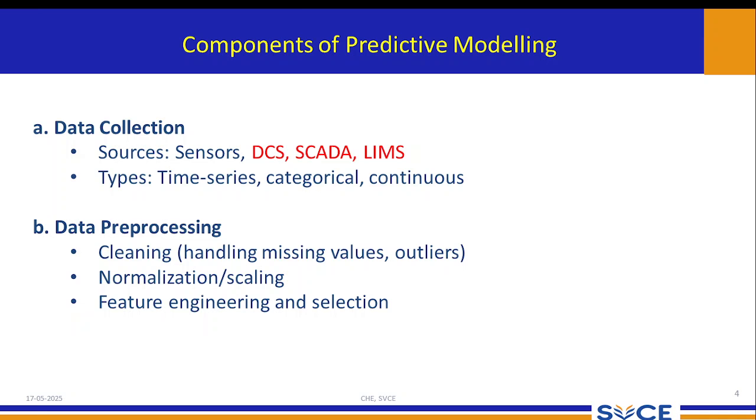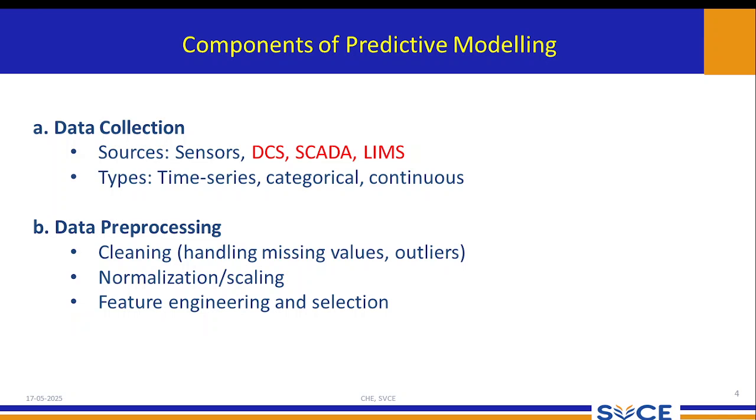So the sources for data collection are sensors, DCS, SCADA and LIMS. Coming to the LIMS system, do you have any idea what LIMS is for data collection? LIMS is nothing but a laboratory information management system. It is a software-based solution that helps manage laboratory operations by streamlining the workflow, tracking samples, and managing data. Again, this is mainly used in data collection.